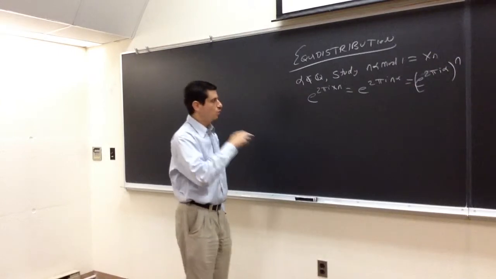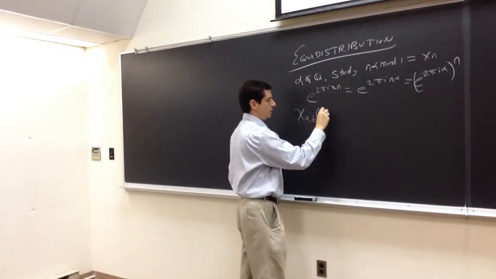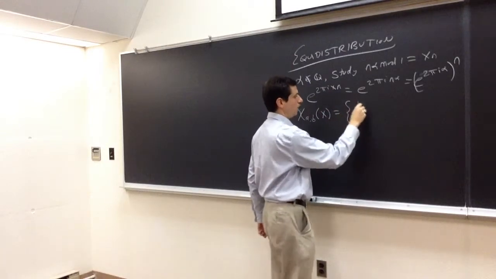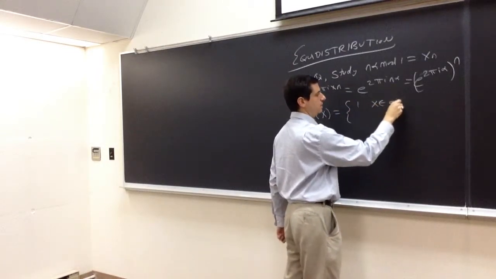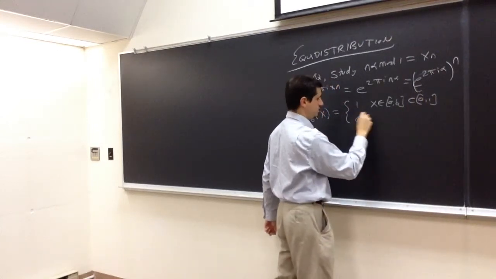All right, so we're going to introduce something called the characteristic function. Chi_[a,b] of x is going to be 1 if x is in [a,b], which of course lives in [0,1]. I mean, where else could you live? And 0 otherwise.